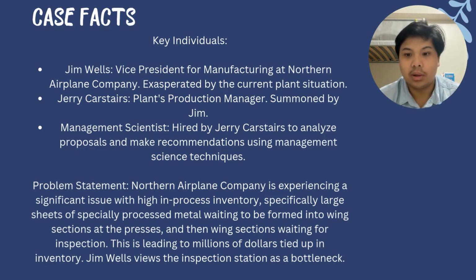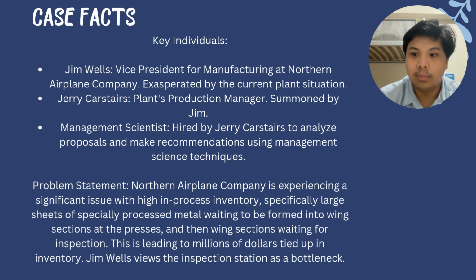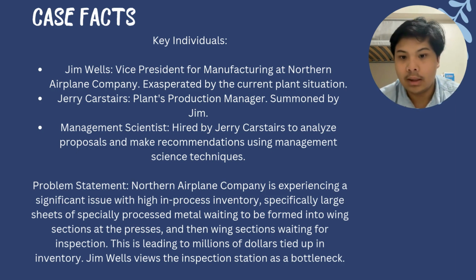Additional in-process inventory is already found at the group of machines, or the presses. The cost of the in-process inventory is estimated to be about $16 per hour per metal sheet at the presses, or each wing section at the inspection station.